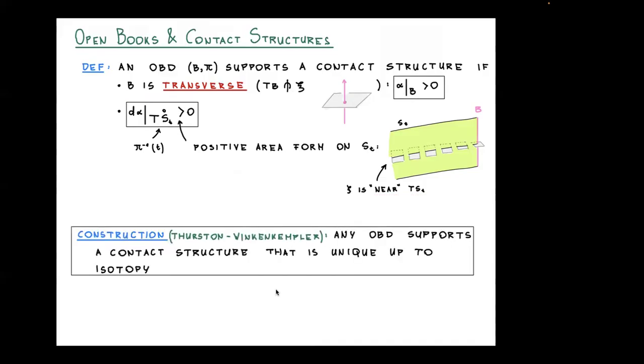It's very important. Thurston and Winkelnkemper gave a construction showing that any open book supports a contact structure. So there is a contact structure for a given open book for which the binding B is going to be transverse, and alpha restricted to the pages is going to be an area form, which is the same thing as a symplectic form in 2 dimensions.